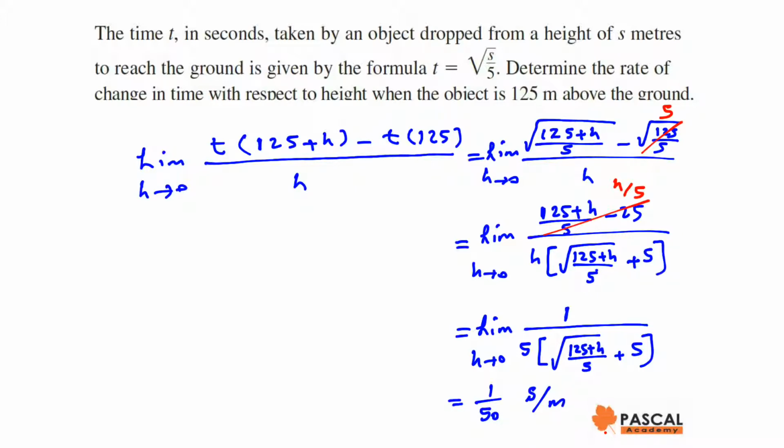The rate of change at S equals 1 over 25 is 150 seconds per meter.